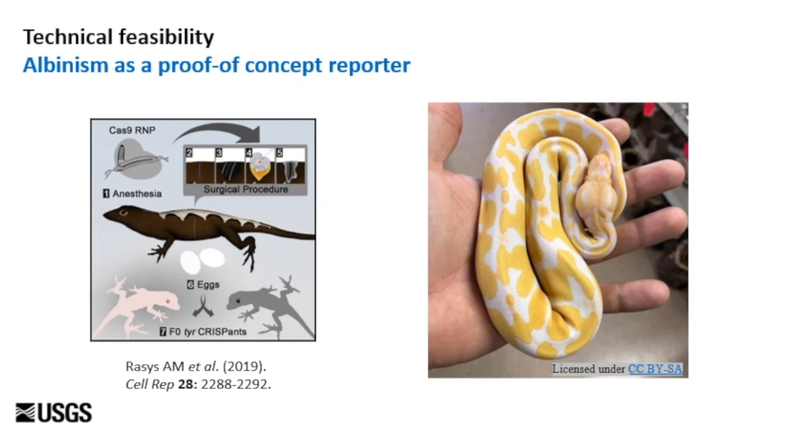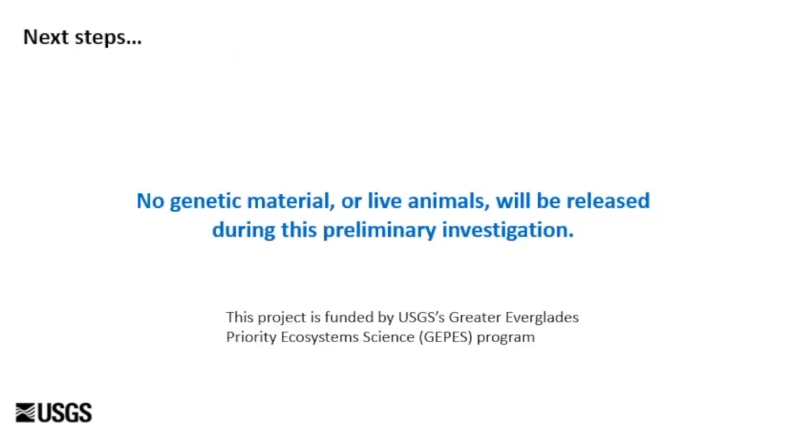This gene is an ideal proof-of-concept target with a visible phenotype that can inform of the efficiency of transgenesis and mutagenesis. Next steps will focus on the empirical validation of the targeted sites and the assessment of off-target effects. Of note, no genetic material or live animals will be released during this preliminary investigation.